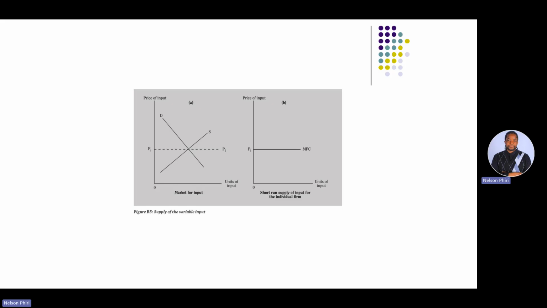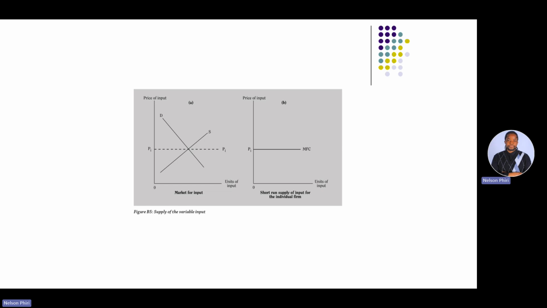Then you have an upward sloping supply curve, which shows you that more of a variable input will be supplied if the price is high, and less of a variable input will be supplied if the price is low. So where your demand and supply curves intersect, you get your equilibrium, which is P1, the price, and it is shown there that your price is actually your marginal factor cost. So your price is more or less like your marginal factor cost there.